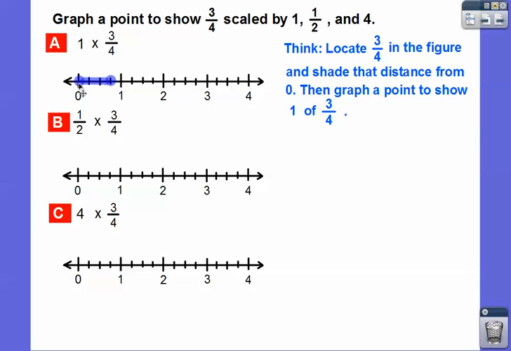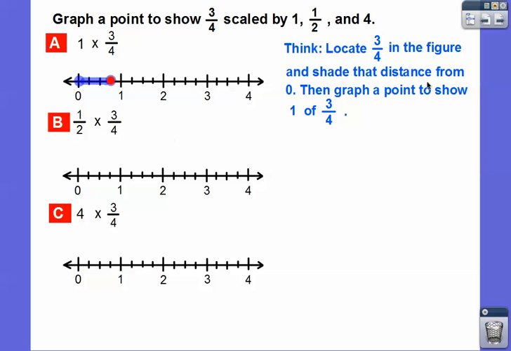And now we're going to graph a point to show 1 of 3/4. Here's one group of 3/4. So we're going to graph that point to show it's right there on the number line. There's 3/4 right there. Remember, 1 times anything is just that anything. 1 times 3/4 is 3/4. So there's that right there.